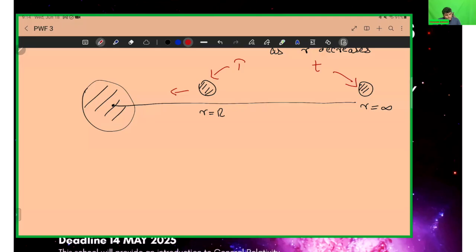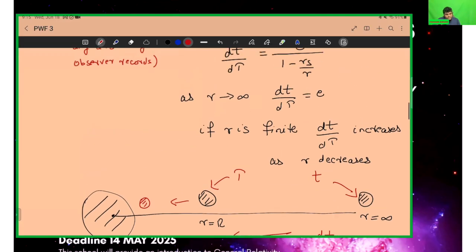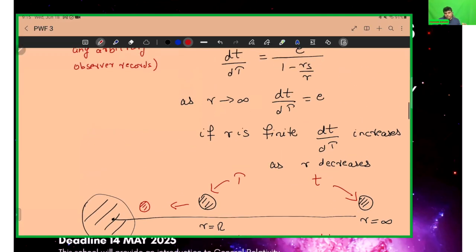Now, what this equation tells you is that as r decreases, dt over d tau increases, which means that the closer you are to this black hole, the slower time passes on a clock near the black hole. So this particular equation is just telling you that gravity can affect the flow of time.